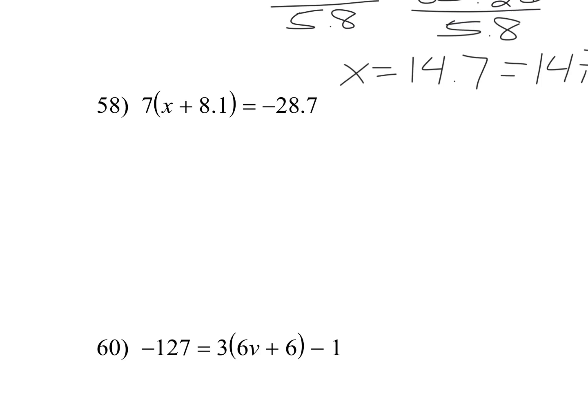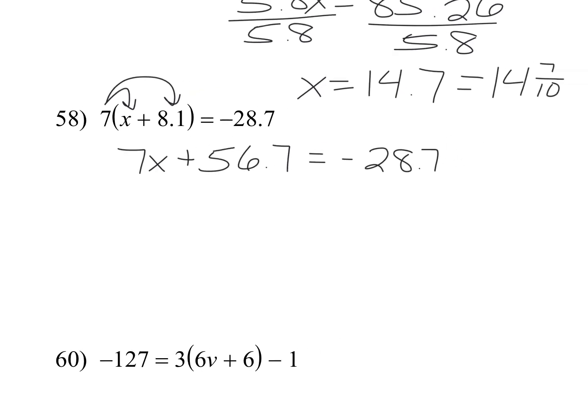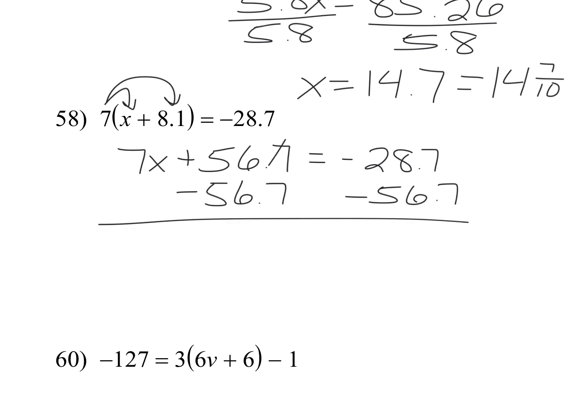What do we do? Distribute 7 times x. 7x, 7 times 8.1. 56.7. Is that what it is? Yes. Equals negative 28.7. Next step. Subtract 56.7. Yep. What do you get when you do that?